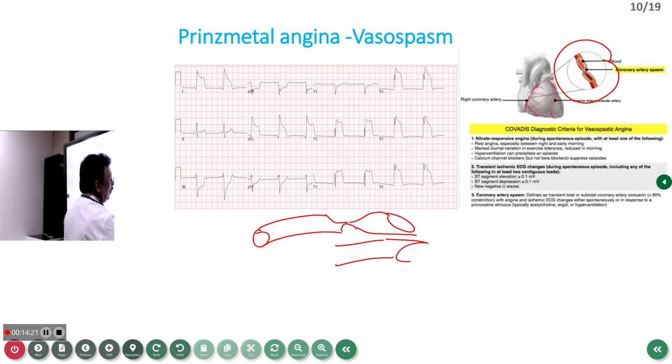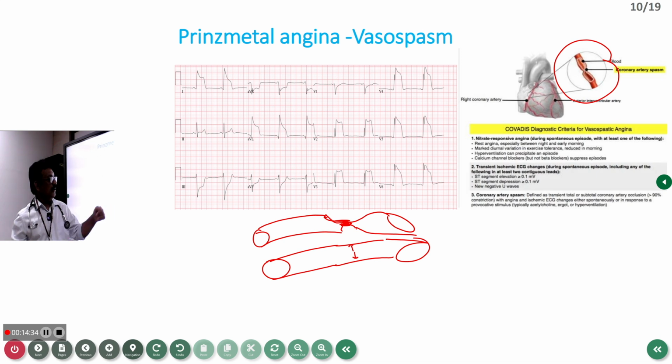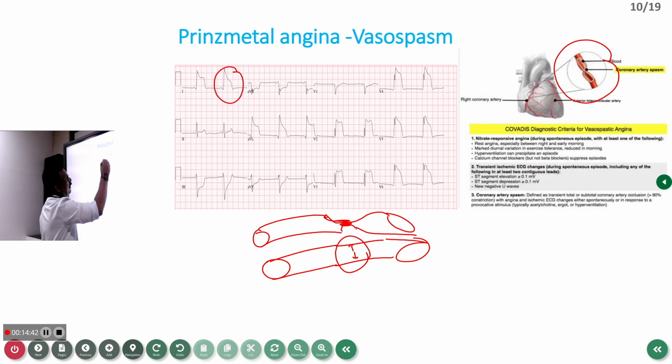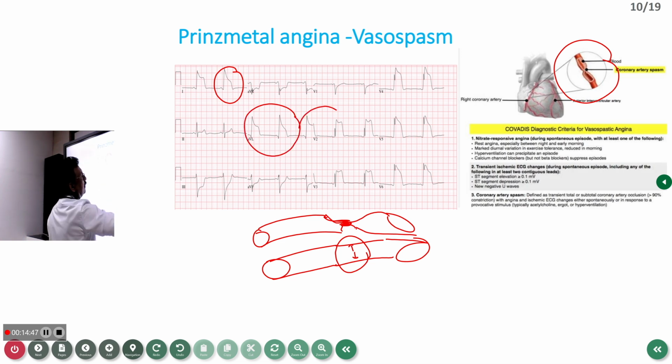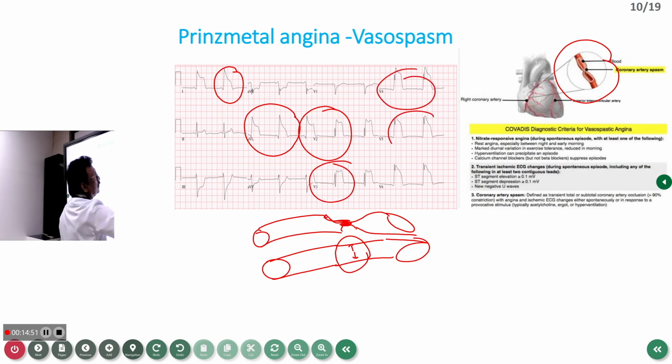The same thing occurs in myocardial infarction. Due to some reason, this coronary is completely blocked, but it is not coming back to normal like this. So it's a fixed obstruction in myocardial infarction, but it is not fixed in Prinzmetal angina. What you are seeing here is a ST elevation in the anterior and lateral leads, like V2, V3, V4, V5. So anterolateral ischemia is there.